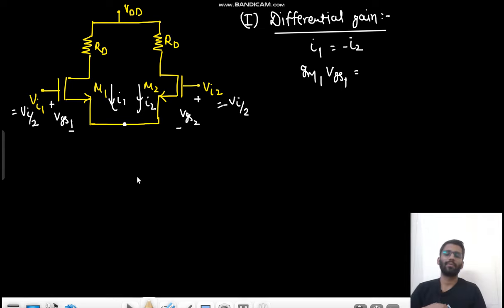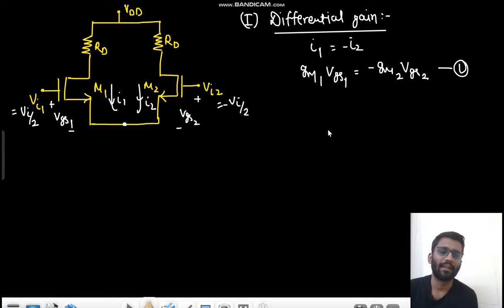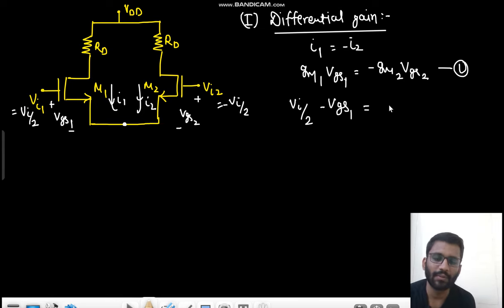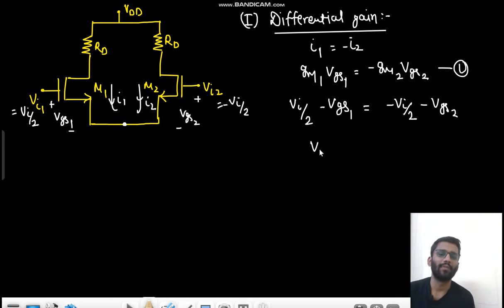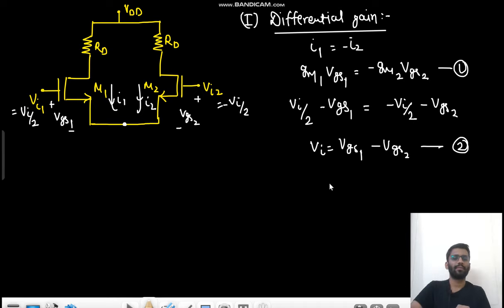Now this potential you don't know, right? So GM1 VGS1 is equal to minus GM2 VGS2, that we can say. This is the first equation, and the second equation will be Vin by 2 minus VGS1 equals minus Vin by 2 minus VGS2, that is, Vin is VGS1 minus VGS2. This is the second equation we have. Using these two equations, we can calculate the value of VGS1 and VGS2. We have two variables and two equations.